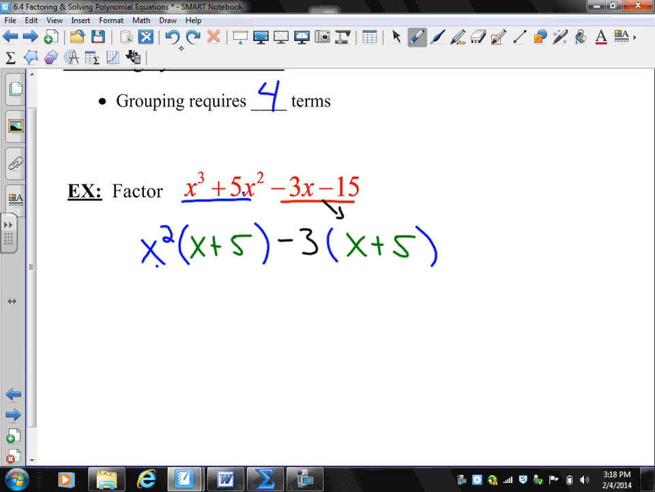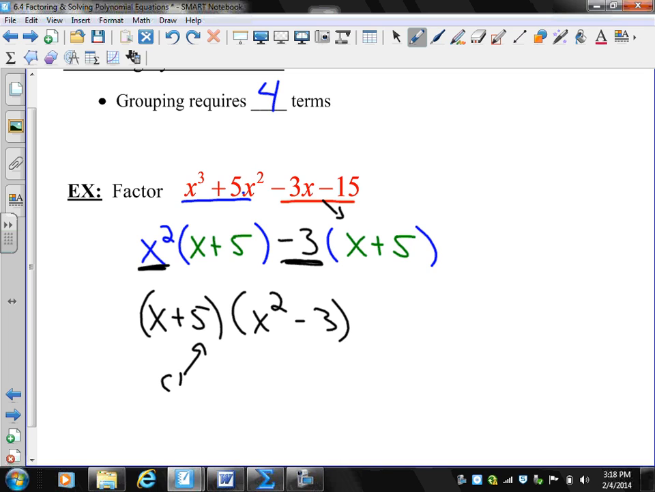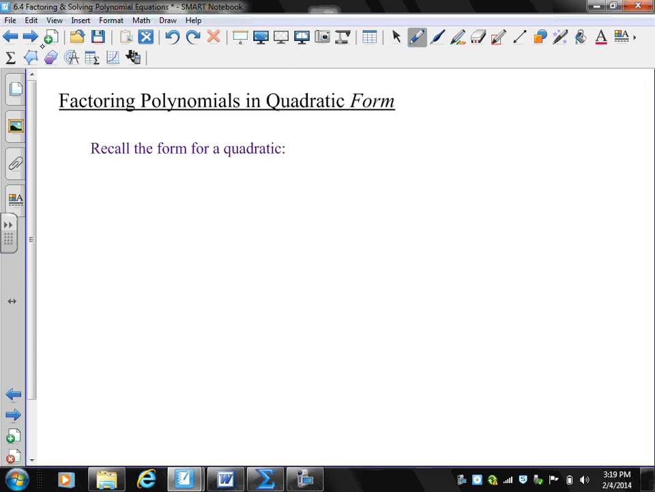So there's me pulling out the x plus 5, and we're left with an x squared and a minus 3. So that's going to be my other factor, x squared minus 3. And that is an example of factoring by grouping. If you want to check this, you can multiply this out, and you'll get back what I have up there typed up in red. But anyways, that is factoring by grouping. So let's get a little practice with that.